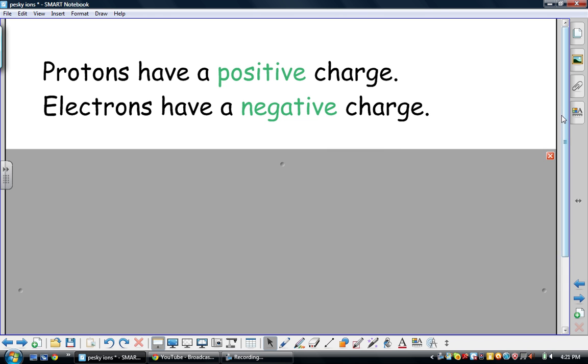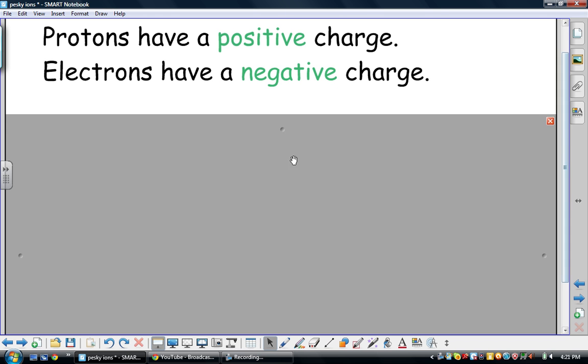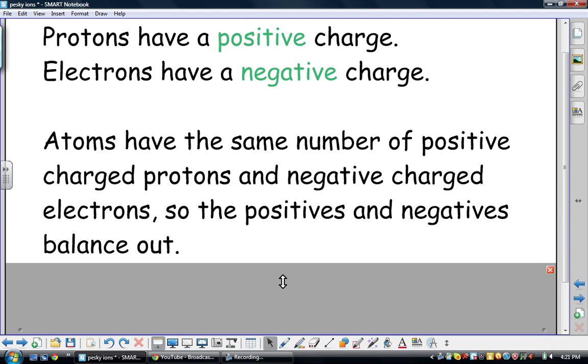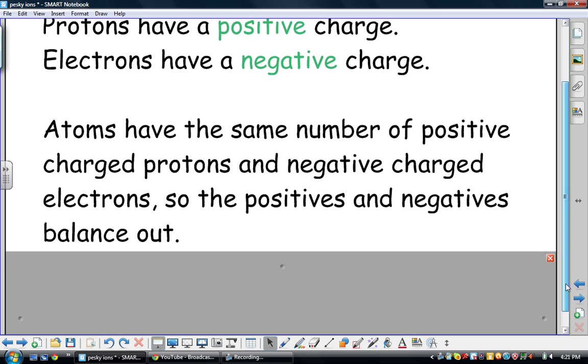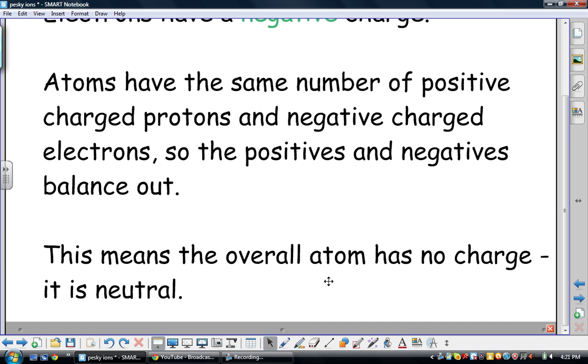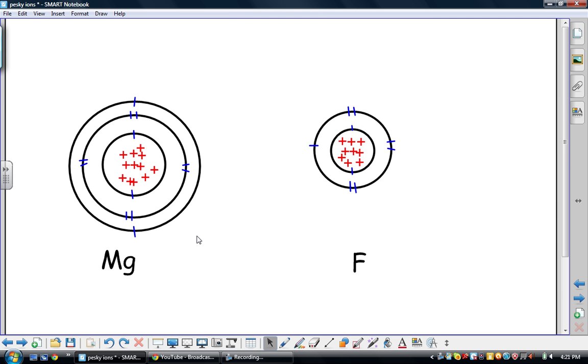Protons have a positive charge, electrons have a negative charge. Atoms have the same number of positively charged protons and negatively charged electrons. So for each atom, the positives and the negatives inside of it balance each other out. This means that the overall atom has no charge. It's not positive or negative. We say that it's neutral. Let's look at a couple examples.